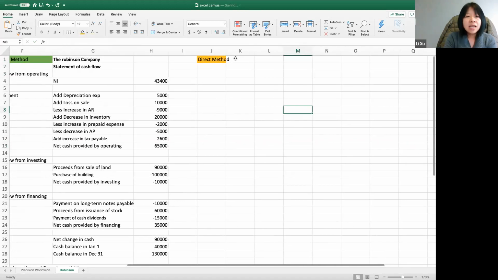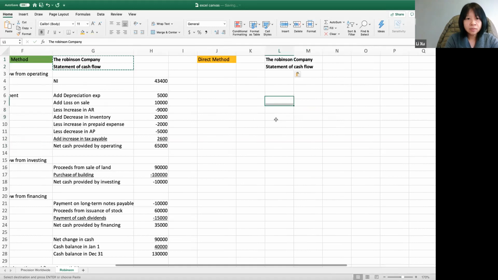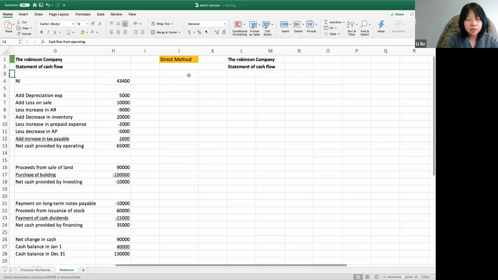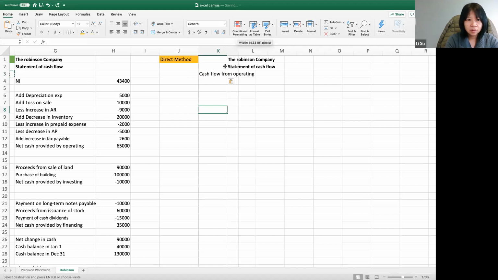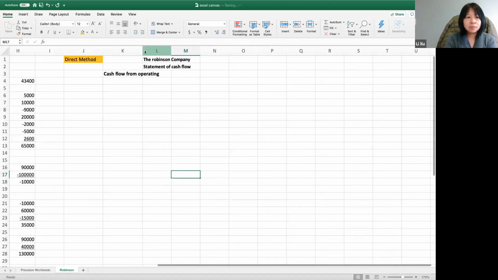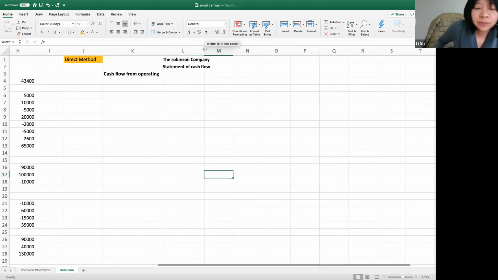Okay, same thing, still going to do the Robinson. And just copy and paste. And only need to do the cash flow from operating section. Okay, cash flow from operating section. Okay. All right. Okay, so far so good. Everyone has this kind of ready.